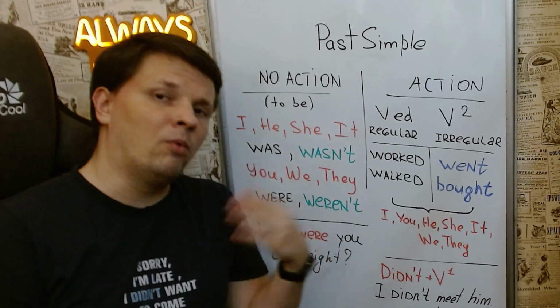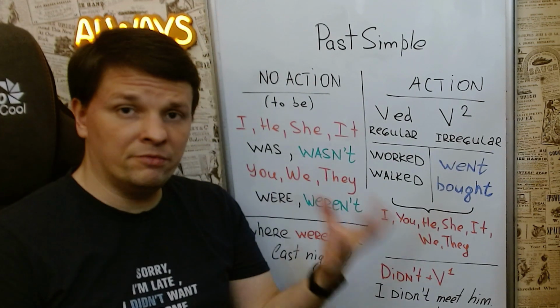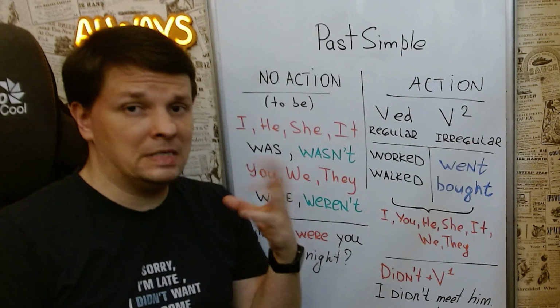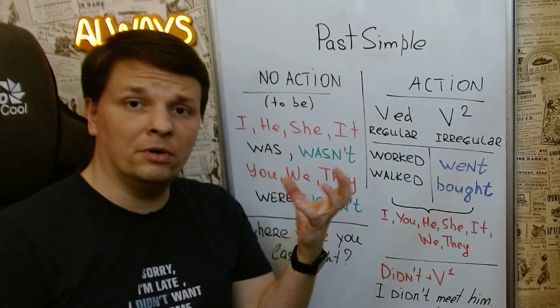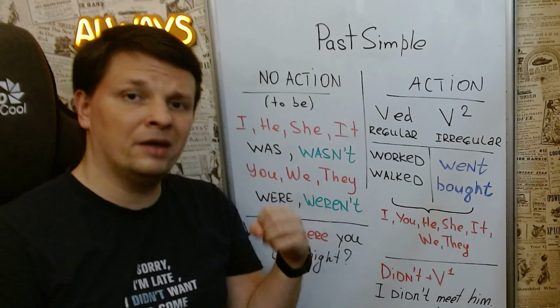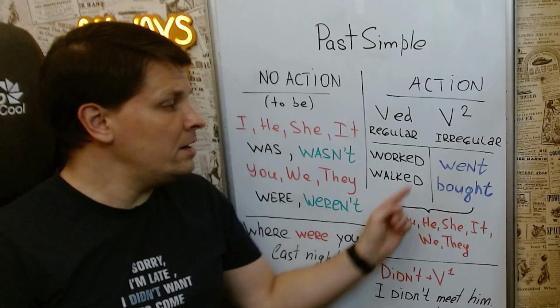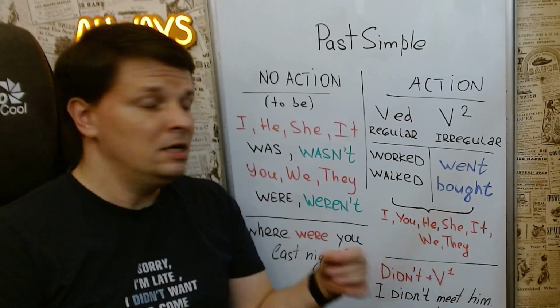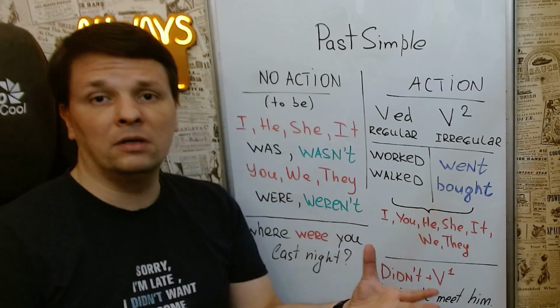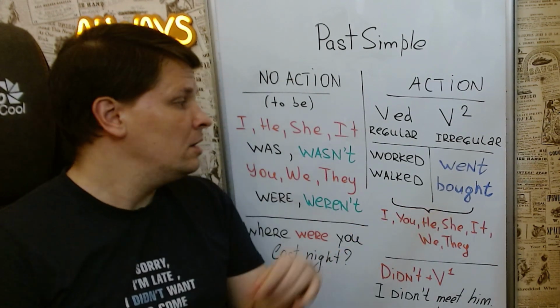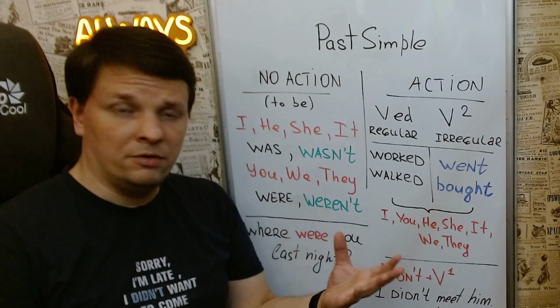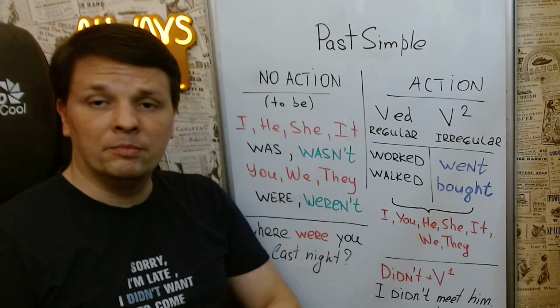For example, worked or walked. If we use an irregular verb, we use the second form. For example, go, went, or buy, bought. And here's went and bought. Some examples. I went to the park yesterday. She bought new clothes last week. We worked together. They walked in the park.